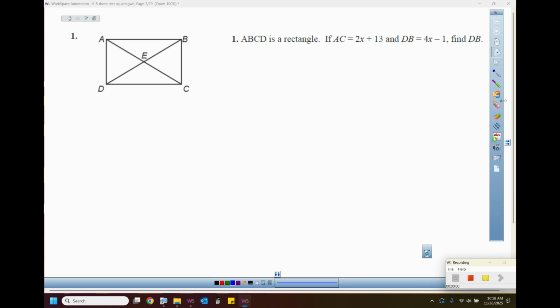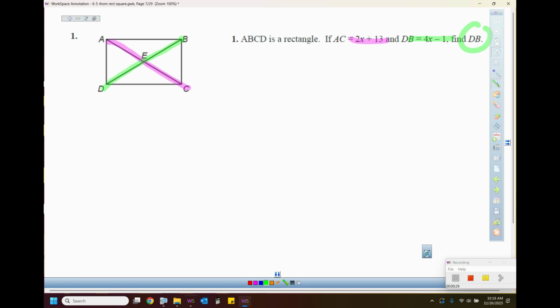All right, so let's do some questions about rectangles, right? They tell us this guy is a rectangle right here. They say the distance from A to C, that's this guy right here. Let's use a highlighter though. The distance from A to C is 2x plus 13, right? It's hard to put that in the picture because they cut that guy off, but I just know he's an entire diagonal right there. And the distance from D to B, the other diagonal, is 4x minus 1. They say find the distance from D to B.